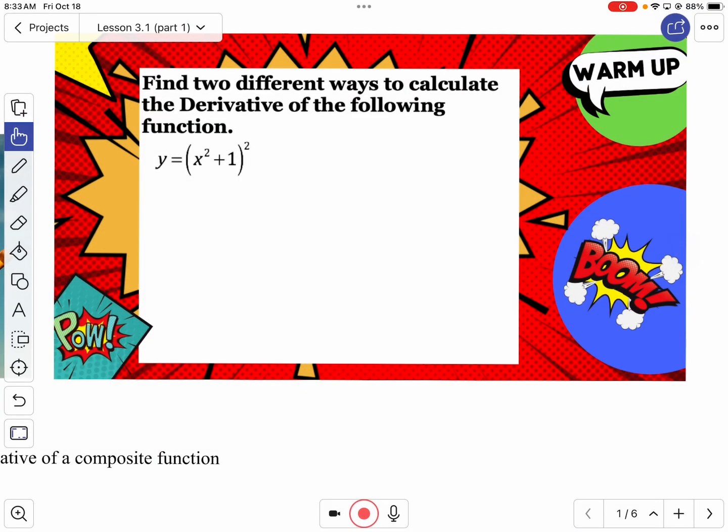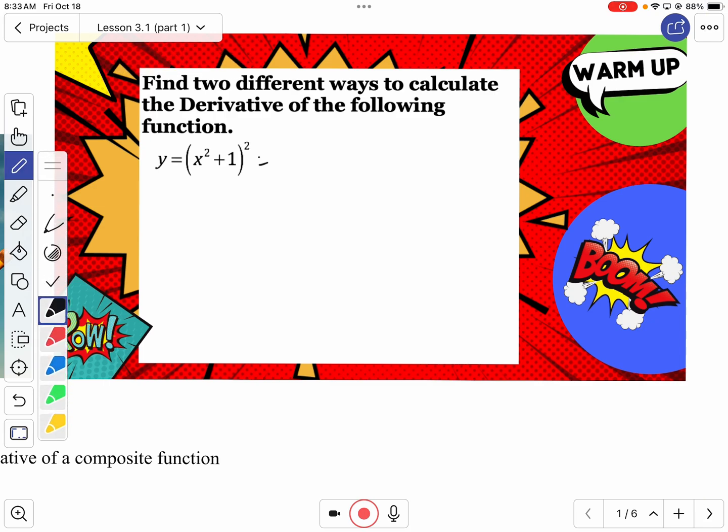Okay, so we could multiply it all out. That's one way we could take a derivative. So let me just do that really quick. Helps if you got a pen. So that would give me x to the fourth plus 2x squared plus 1. And then if we took the derivative, we would get 4x cubed plus 4x, right? Okay, so that's not terrible.